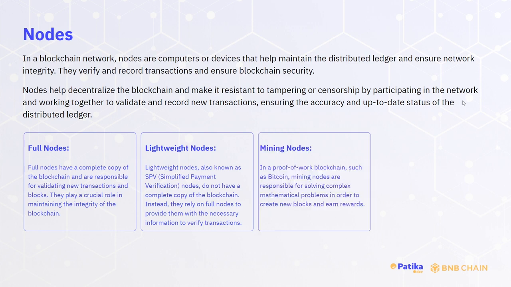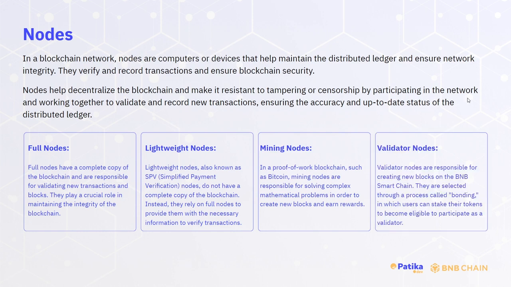Mining nodes. In a proof-of-work blockchain like Bitcoin, mining nodes are responsible for solving complex mathematical problems in order to create new blocks and earn rewards. Validator nodes. Validator nodes are responsible for creating new blocks on the BNB smart chain. They are selected through a process called bonding, in which users can stake their tokens to become eligible to participate as a validator. We'll talk about these nodes in detail in part 3.